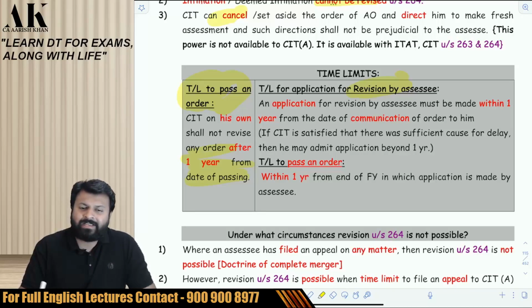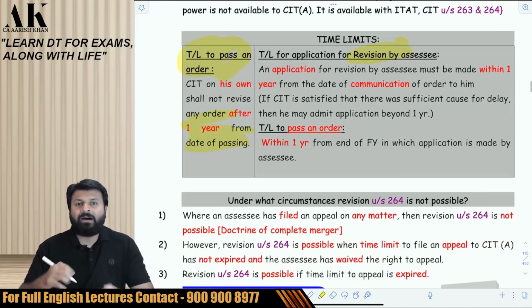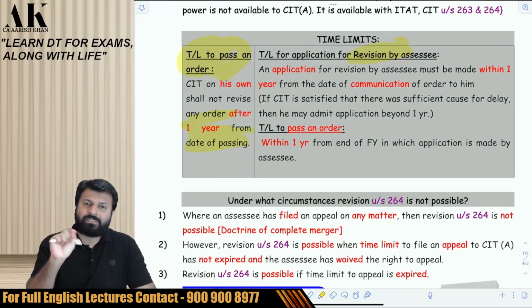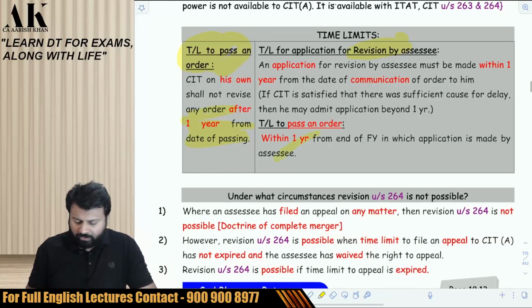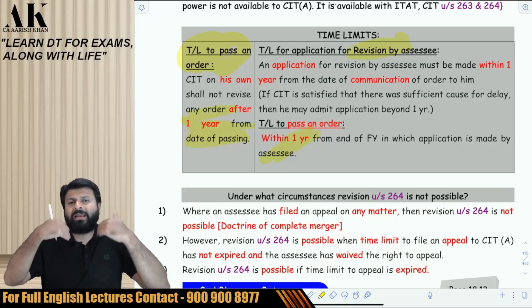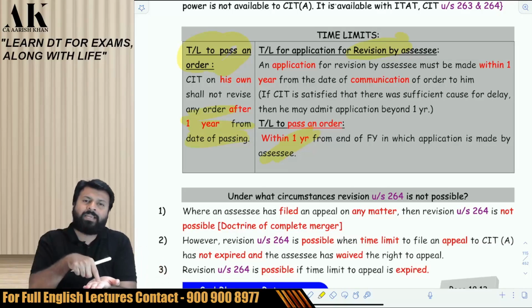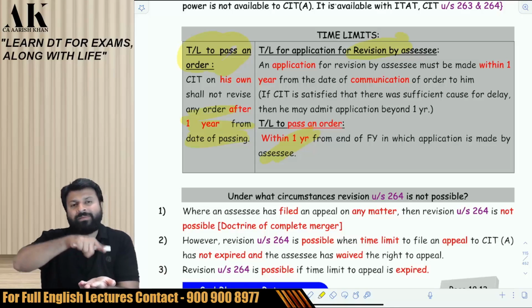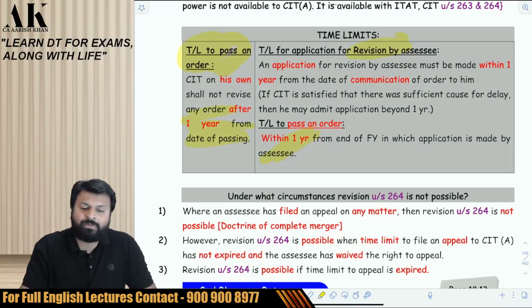Can that be extended? Yes, it can be extended if there is a sufficient cause for a delay. Then, after I gave the application, in how much time CIT will complete the revision under 264? For that, there is a third time limit, that is within 1 year from the end of the financial year in which the application is made by the assessee. So, once the assessee makes an application, then the CIT will consider that application and will pass a revision order within 1 year from the end of the financial year in which the application is made by the assessee.